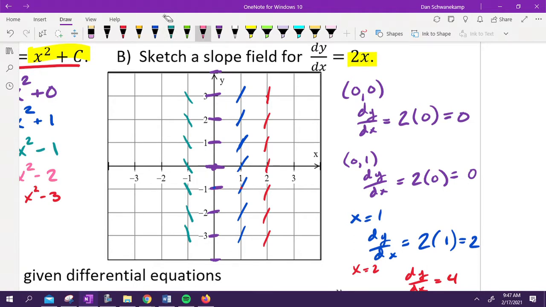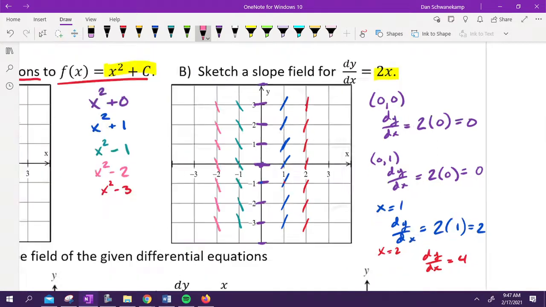And then the last one, what if I used x is equal to -2? My slope would be -4. So it's going to be a pretty steep vertical almost line through there. The pink line should look a little steeper than the green. I know that they're going to end up being somewhat the same, but you're going to make them steeper.